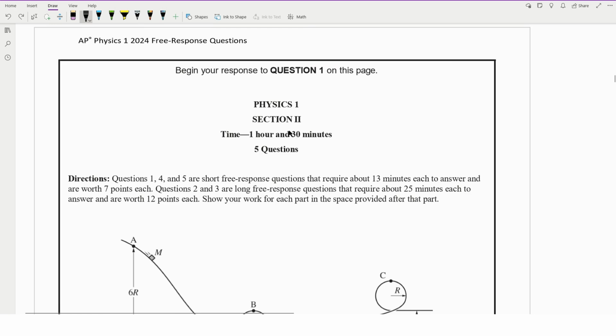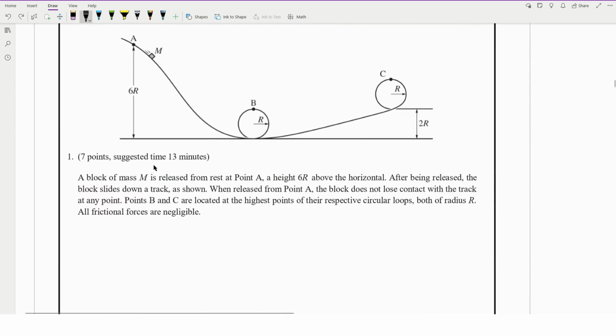Hey guys, today I will be going over question 1 of the AP Physics 1 2024 free response questions. So, first off, we have a block of mass m released from rest at point A, a height 6r above the horizontal. After being released, the block slides down a track as shown.